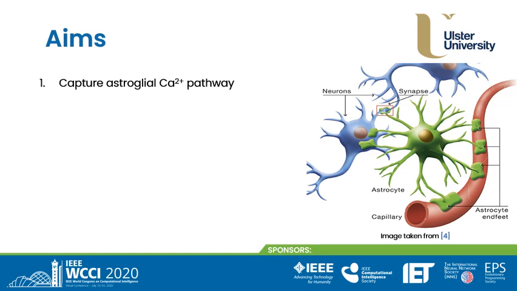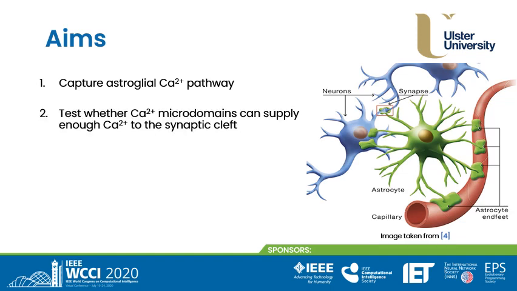The first main aim of this study is to capture and describe the astroglial pathway by which calcium microdomains can form in astrocytes, and deliver calcium to the synaptic cleft during neuronal excitability. Secondly, we want to test whether these microdomains are sufficient to supply enough calcium to the synaptic cleft, which can be critical for synaptic transmission and also synaptic plasticity. And finally, another main aim of this work is to lay the foundation for future work on how astrocytes can affect and control synaptic transmission and synaptic plasticity.